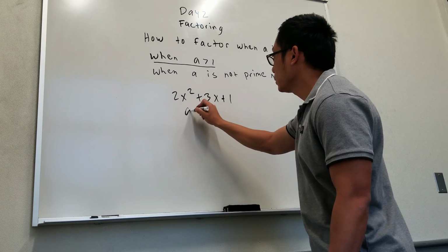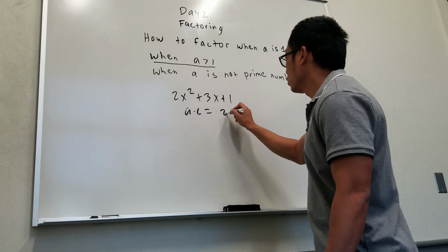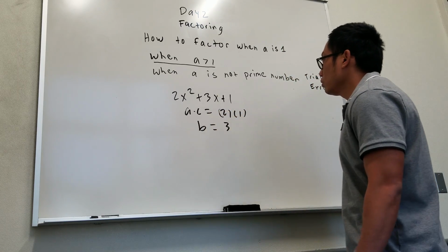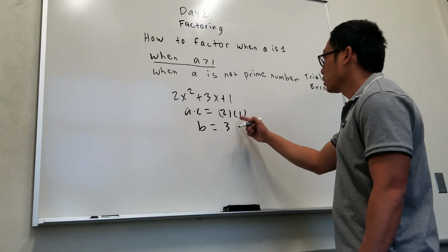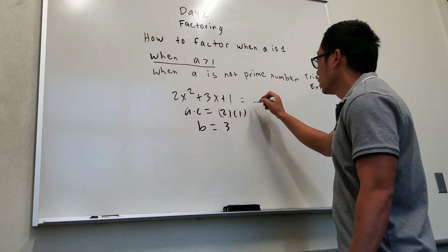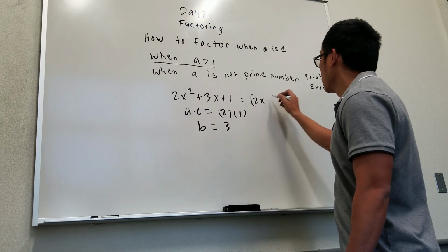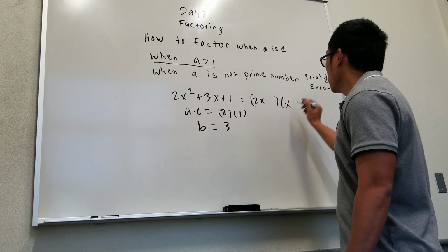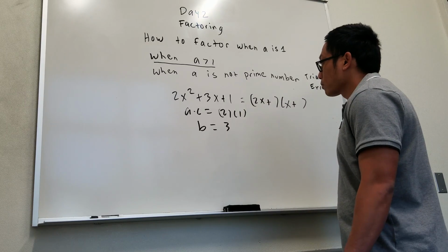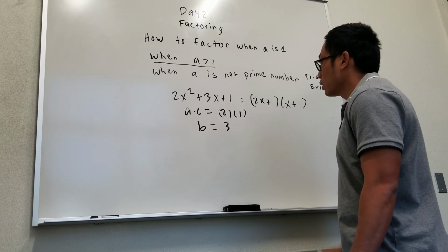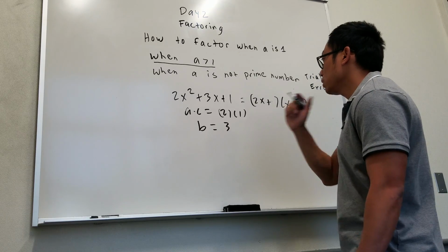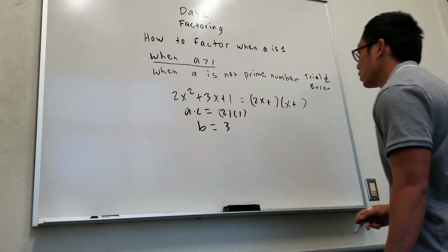So AC method. A times C, which is gonna give me what? 2 times 1, right? To get B, which is 3. So I need two numbers to multiply to give me these. I think about this, combine what we know. This is gonna be 2x and x, and then there's gonna be positive and positive, right? So let's try it. 2 and 1. Let's see. How do we do this? AC method.